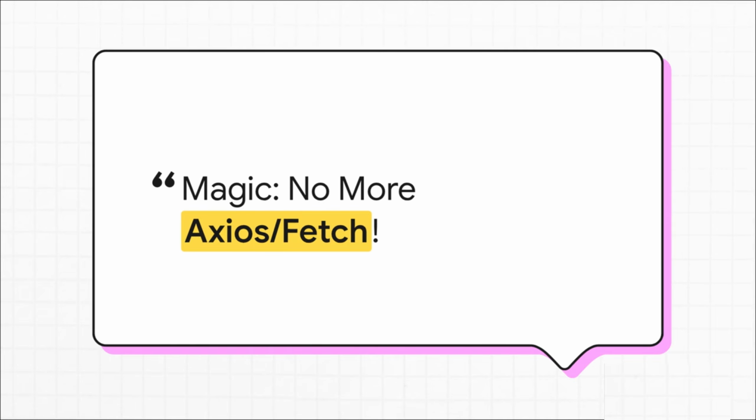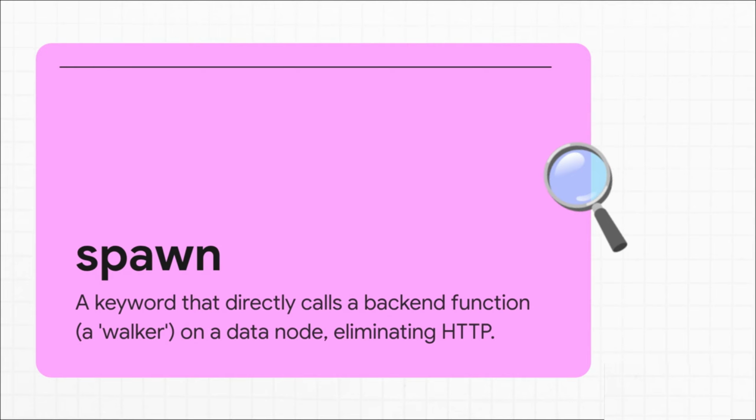Magic, no more Axios/fetch. It's a huge claim, right? But it cuts directly to the heart of the problem JAC is solving. The goal here isn't just to make API calls easier, it's to make them disappear entirely. So how does it do it? Well, the secret sauce is one little keyword, spawn. What spawn does is let your front-end code call a back-end function directly, like it's right there.